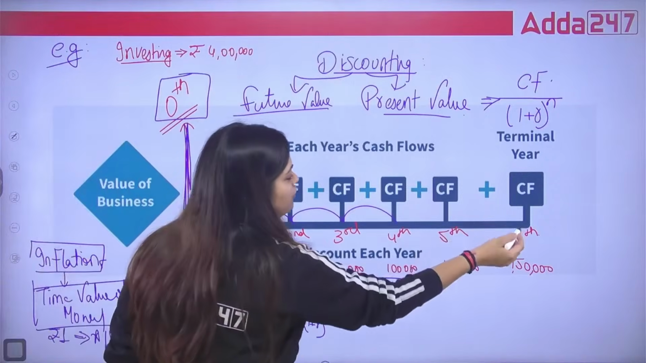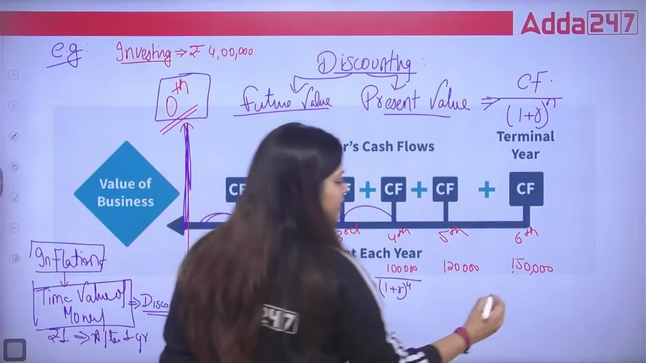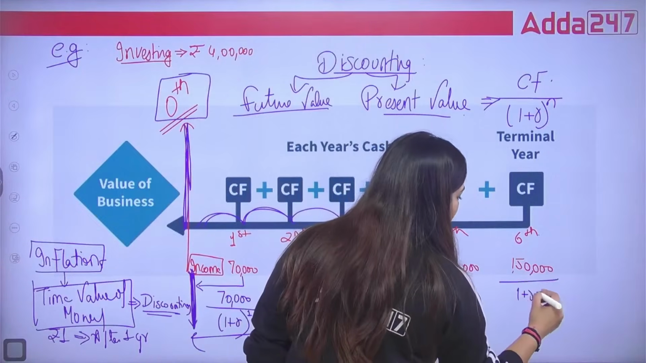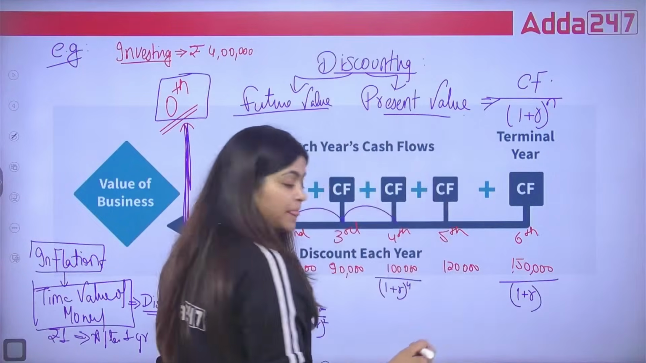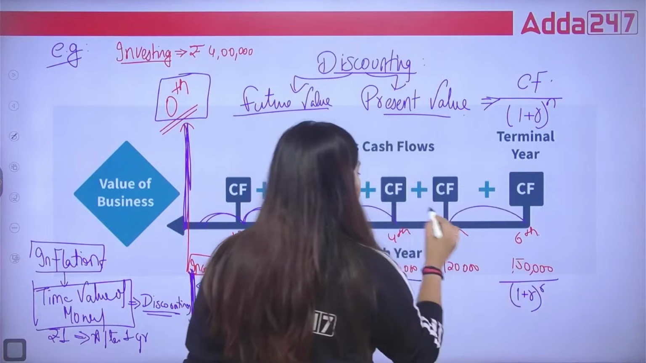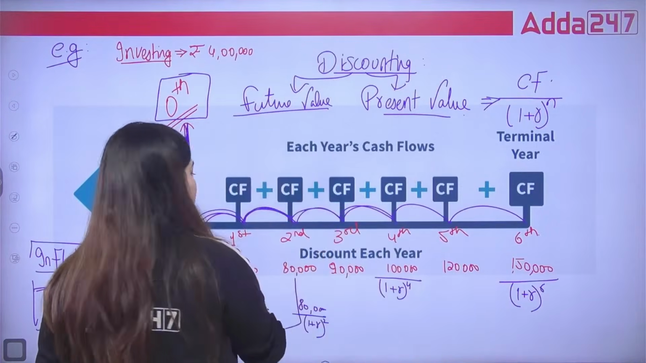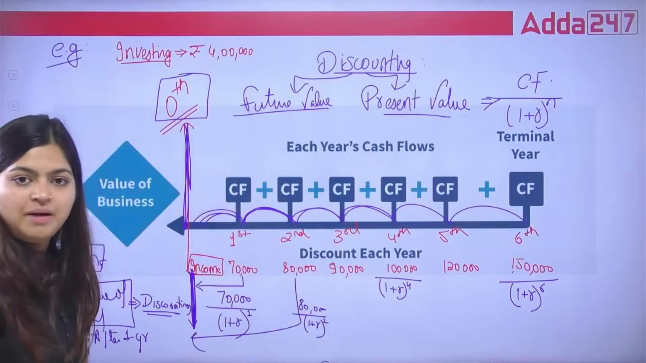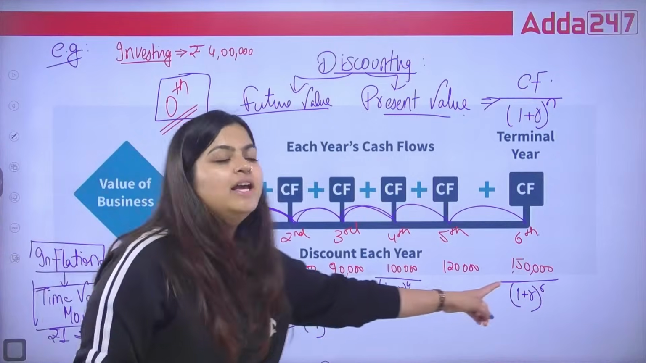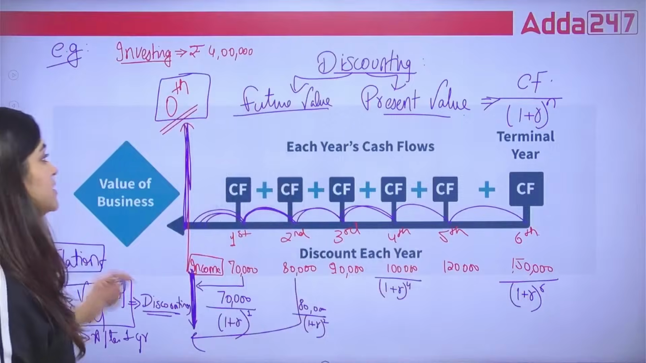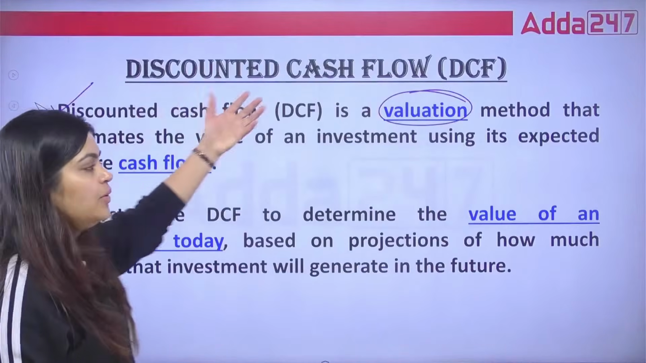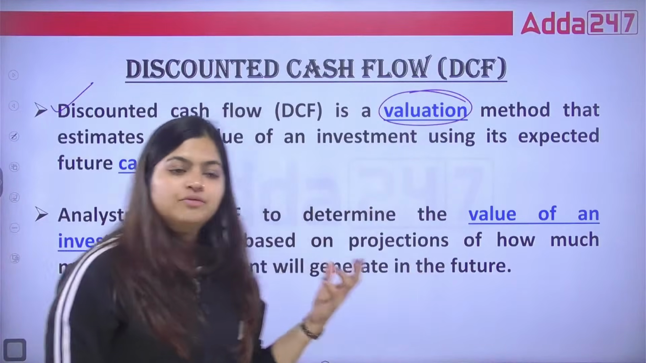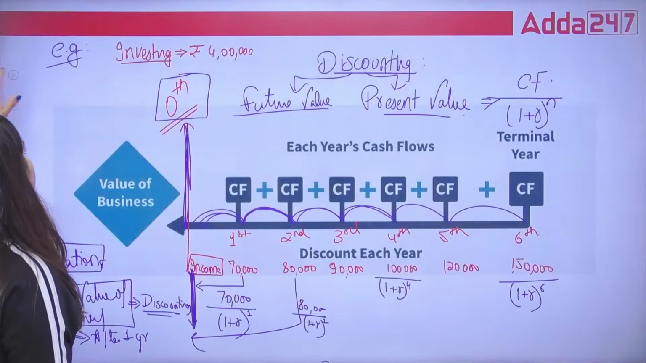Yes, now if I want to calculate for the 6th year, can you tell me? You will divide by 1 plus r power 6, because 1, 2, 3, 4, 5, 6. 6 times you are going to bring it back. So this is how you are going to use the power, and this is your discounted cash flow, correct, for when you are adjusting the inflation part.